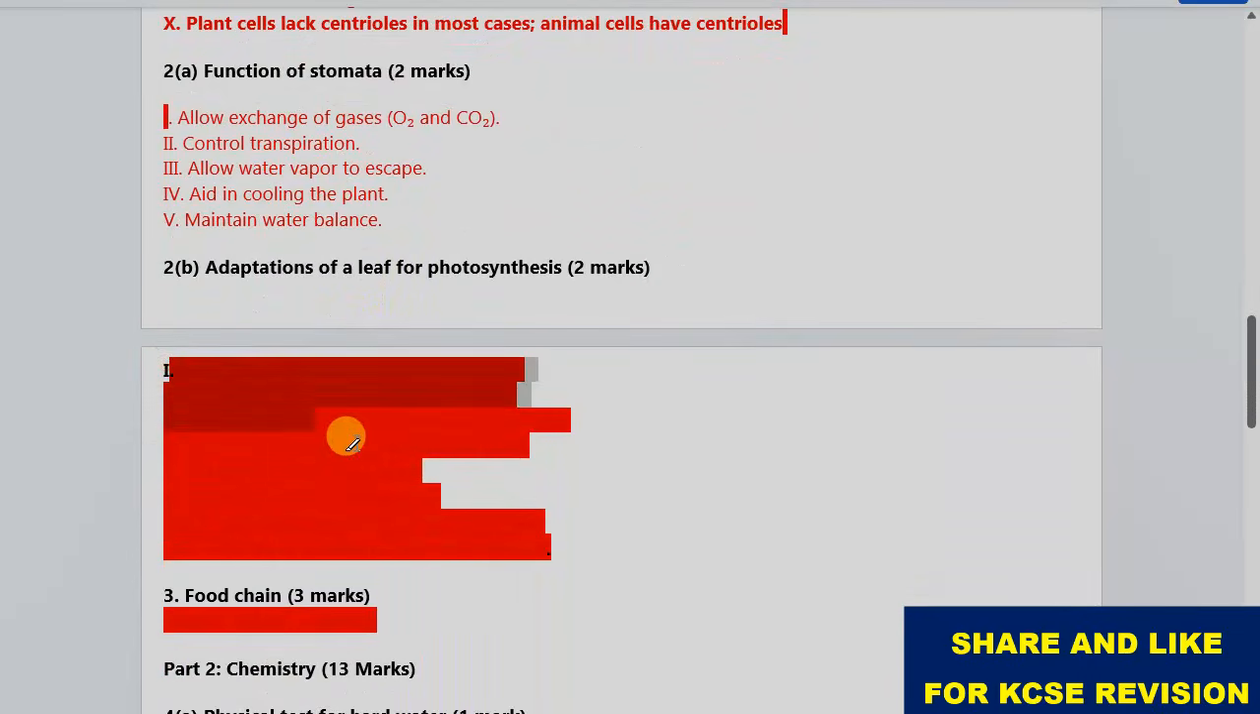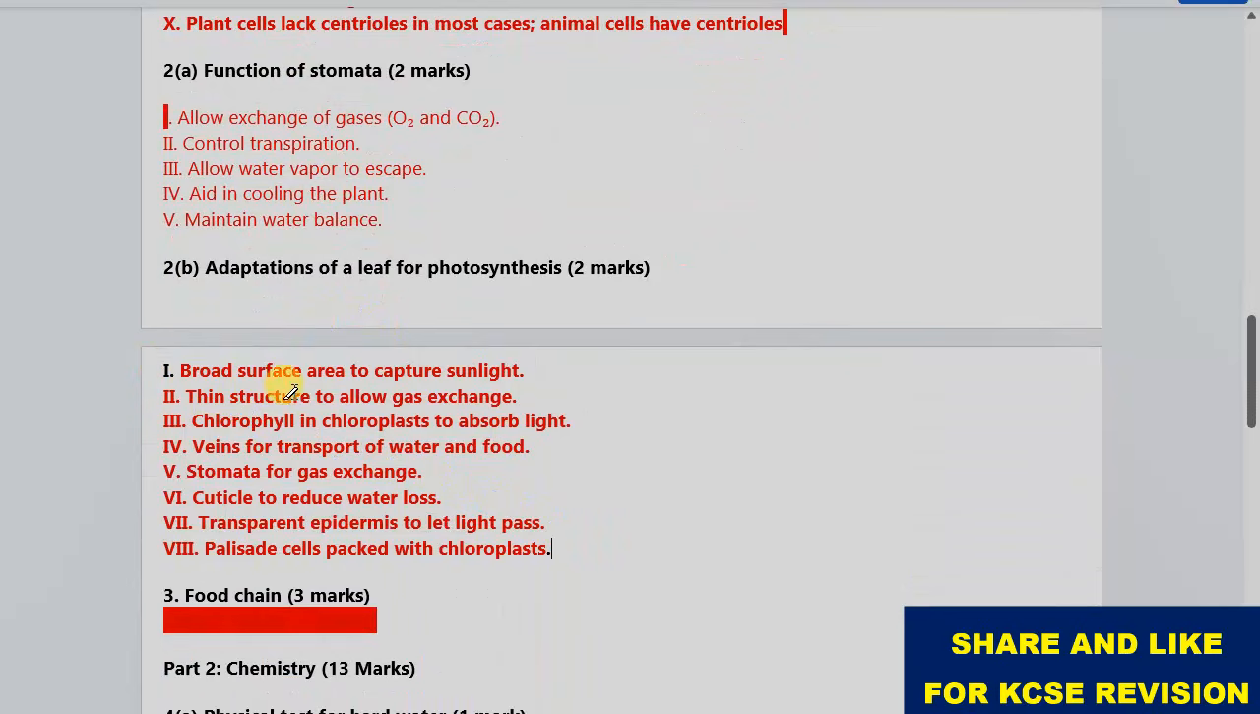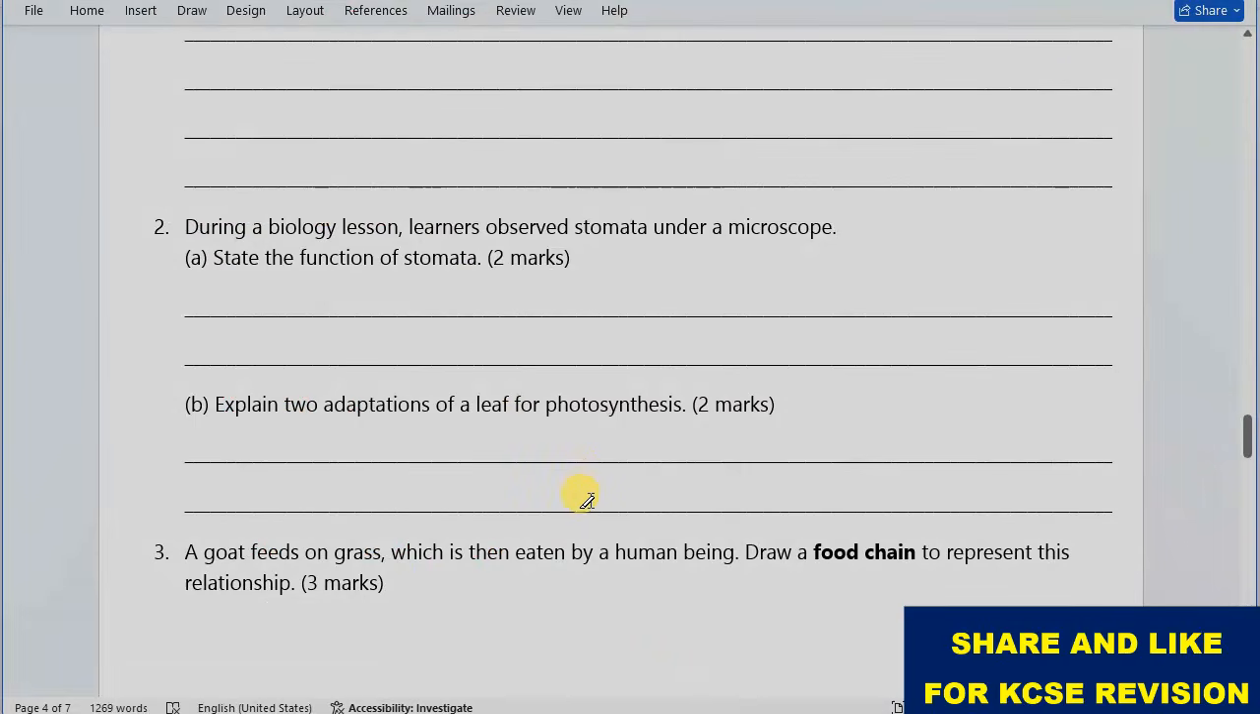Adaptations of the leaf to its function in photosynthesis: they have broad surface area to capture light, thin structure to allow gas exchange, chlorophyll in chloroplast to absorb light, veins for transport of water and food. They have stomata for gaseous exchange, cuticle to reduce water loss, transparent epidermis to let light pass through, palisade cells packed with chloroplasts. And we know chloroplasts contain chlorophyll, and chlorophyll is the one that absorbs light.